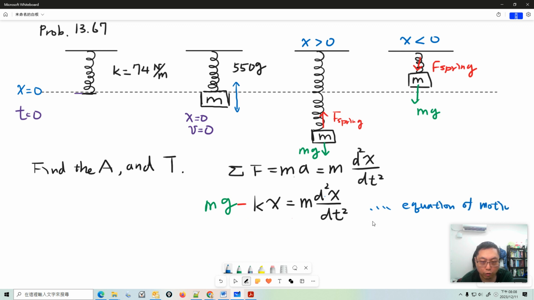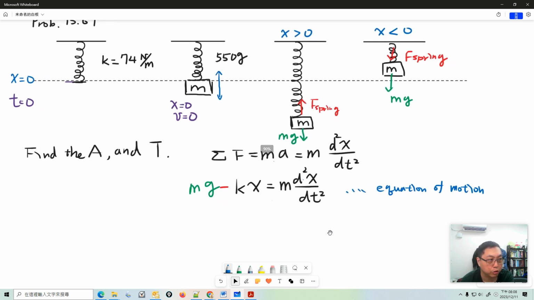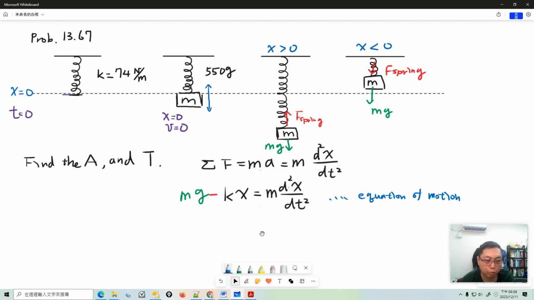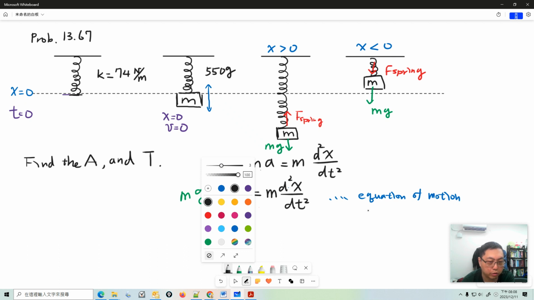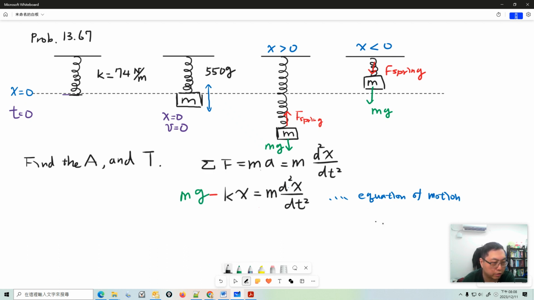If we can solve the equation of motion, we can solve everything about this motion. That's the beauty of the equation of motion: once you write it down and are given the initial condition, you know almost everything about the system. So let's rearrange it: m d squared x over dt squared plus kx equals mg, and we divide this equation by the mass m.